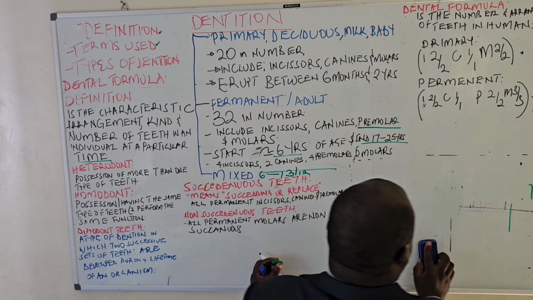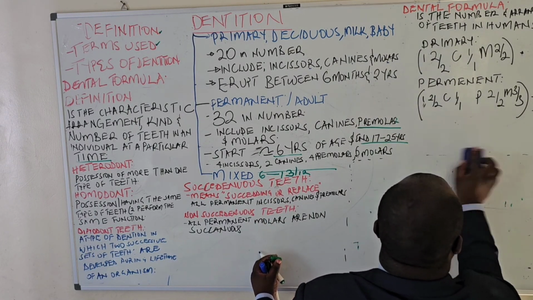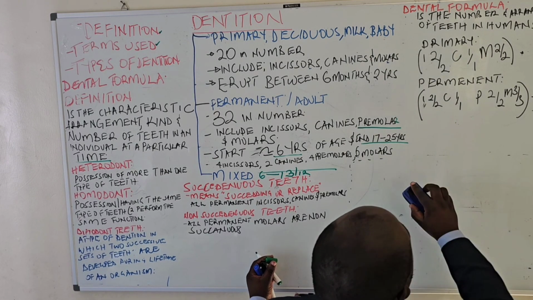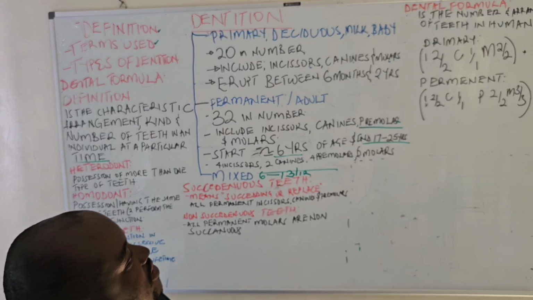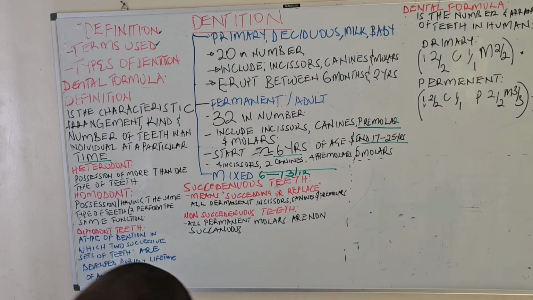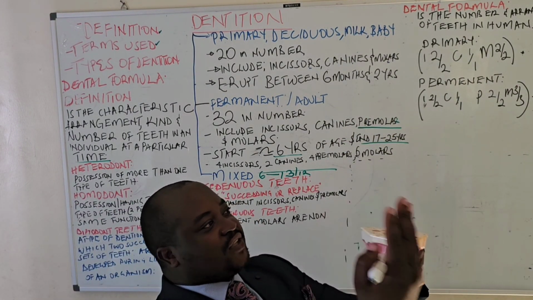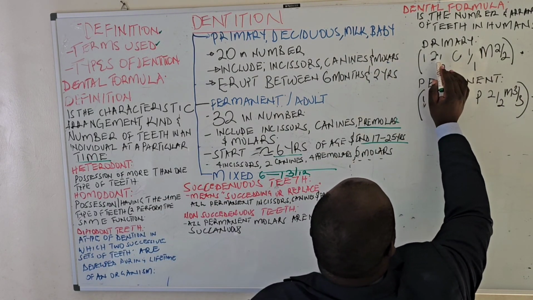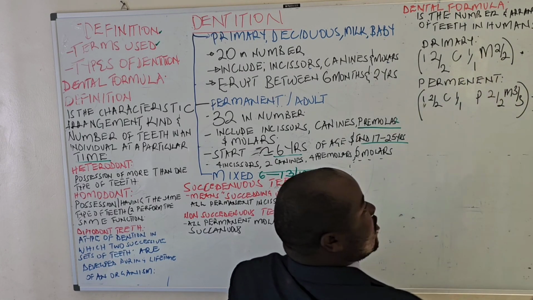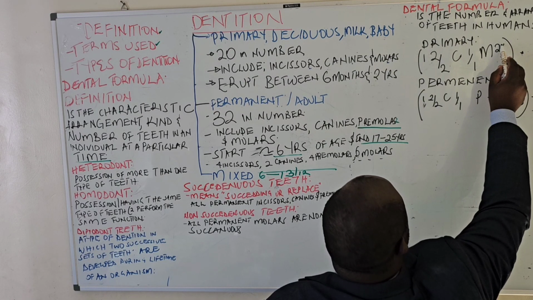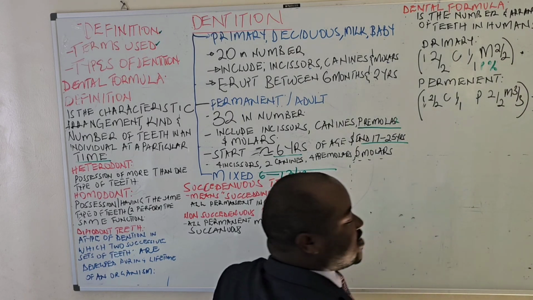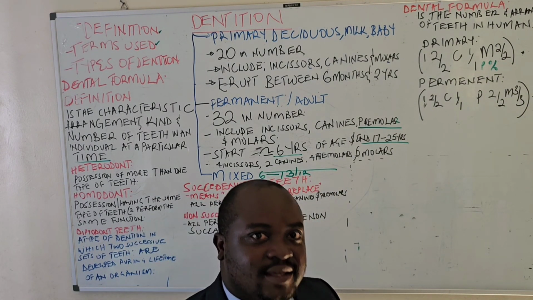Yes, then we have what we call dental formula. Dental formula is the number and arrangement of teeth in humans. Suppose I divide the mouth into 2, left and right. On one side we shall have incisors 2 upper and 2 lower, canines 1 upper and 1 lower, molars 2 upper and 2 lower. For premolars here we have 0, 0.